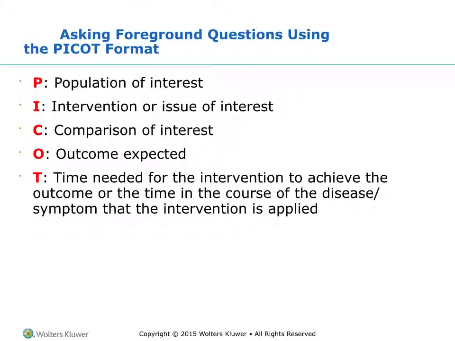Okay, so let's get back to that PICO format. So again, P stands for your population of interest. I is your intervention or issue of interest. C is the comparison of the issue of interest. O is the outcome expected, and T is the time frame, the time needed for the intervention to achieve the outcome, or the time in the course of the disease, etc.